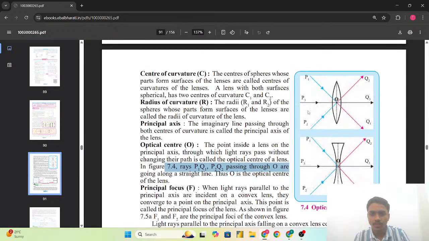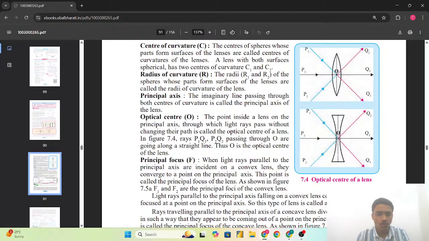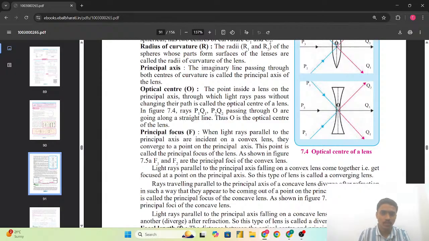तो यहाँ पर हम देख सकते हैं that is P1, Q1, P2, Q2. This is the line. Then P3, Q3. These are all passing through the center of the lens, without changing their path. They are passing through the point inside on the principal axis, and due to this, it is called the optical center of the lens.